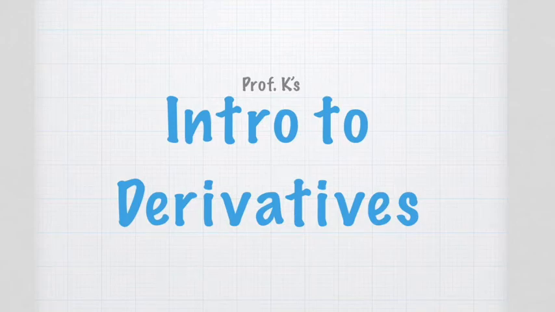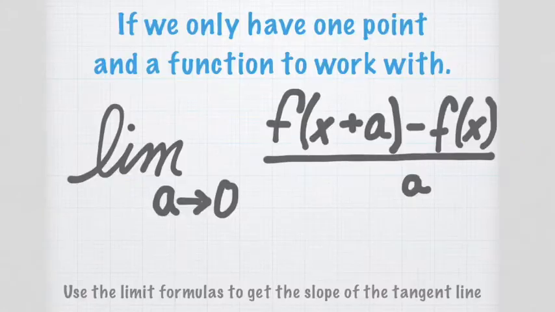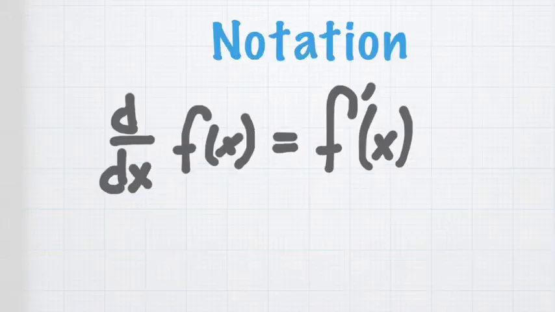Hi everybody, this is an intro to derivatives. Sweet and simple of it, if you're ever asked to figure out how fast something is changing, a function specifically, the easiest way to figure that out would be to find the slope of the tangent line. If you only have one point to work with, and you're given a function, you can find the slope of a tangent line by using limit formulas.